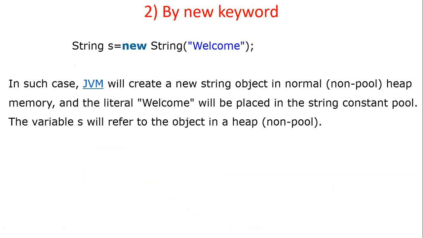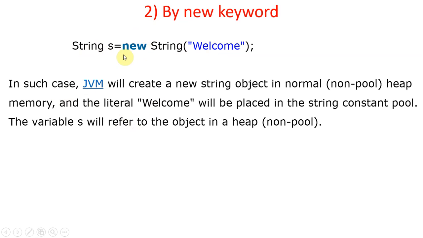And the next one, by using the new keyword we can create a string. So this is the way: String s = new String. If you see this syntax, it is the same as object creation. Class name, object name, the reference variable, object name equal to new class name, where we can pass some parameters or data. So by using the new keyword we are creating the string object.